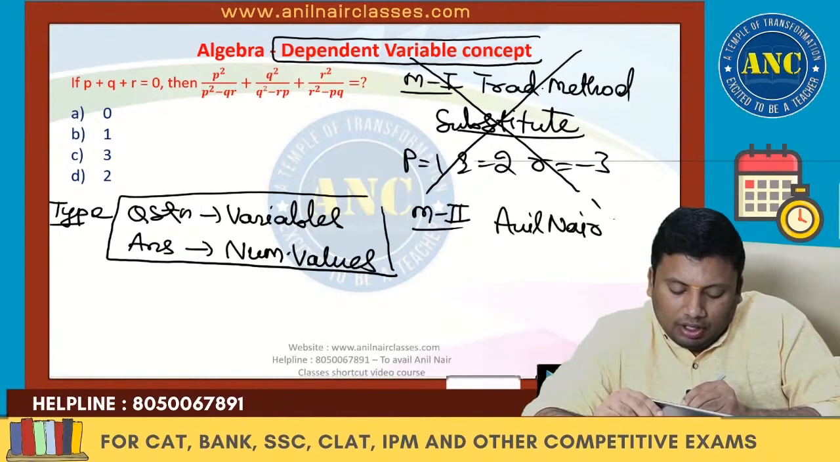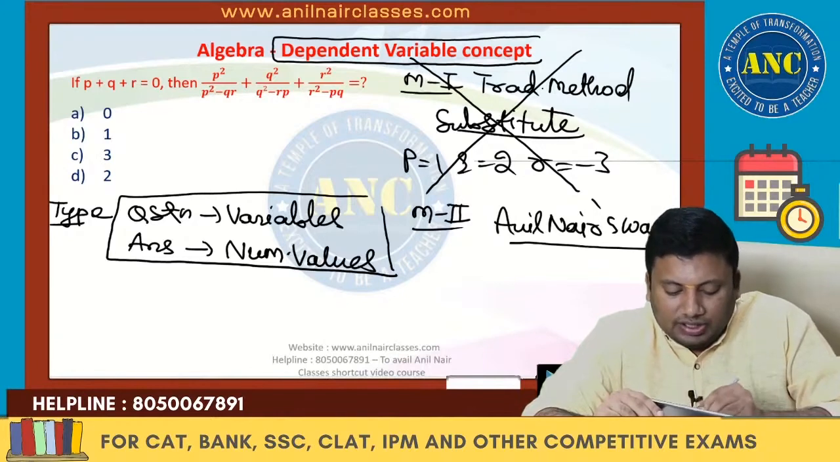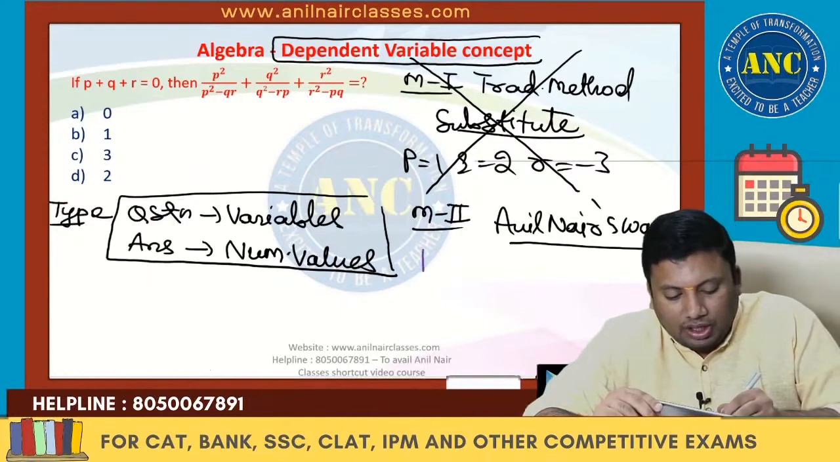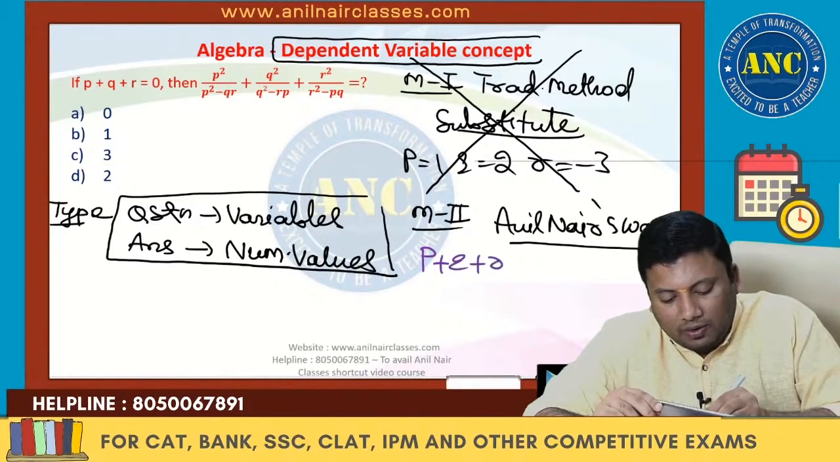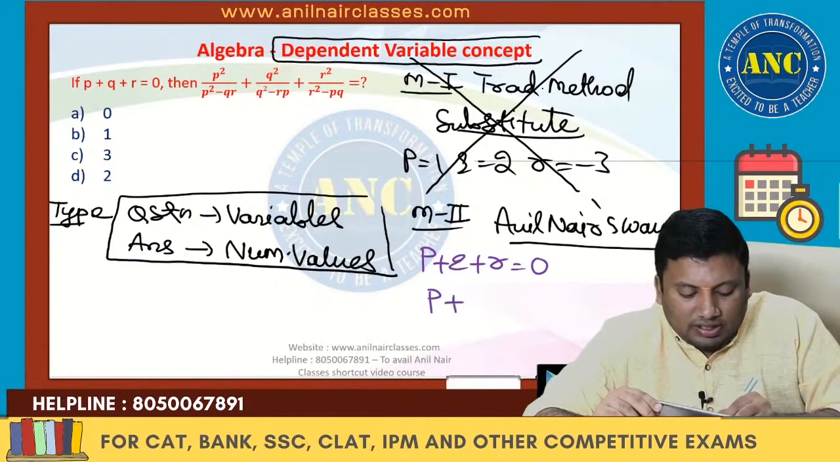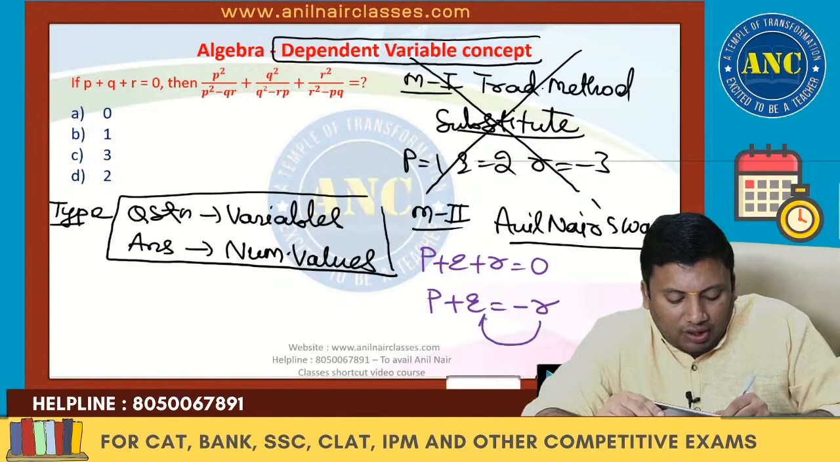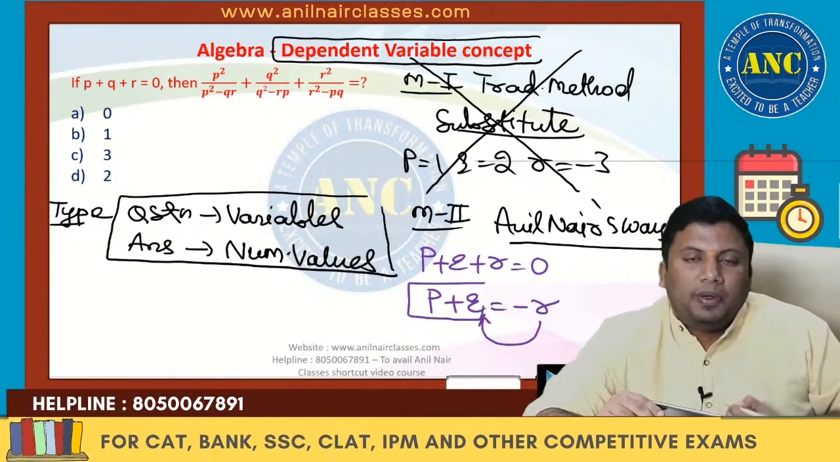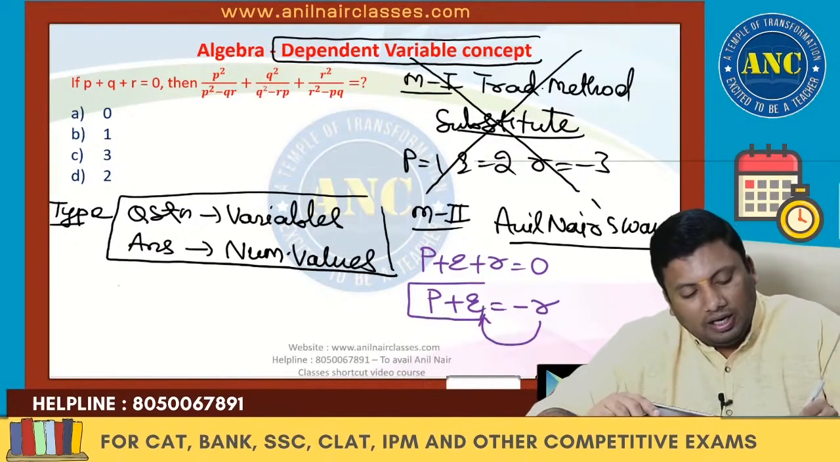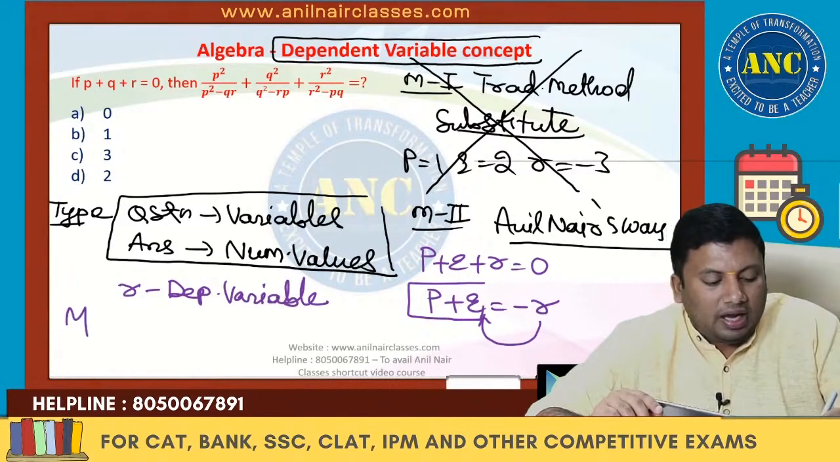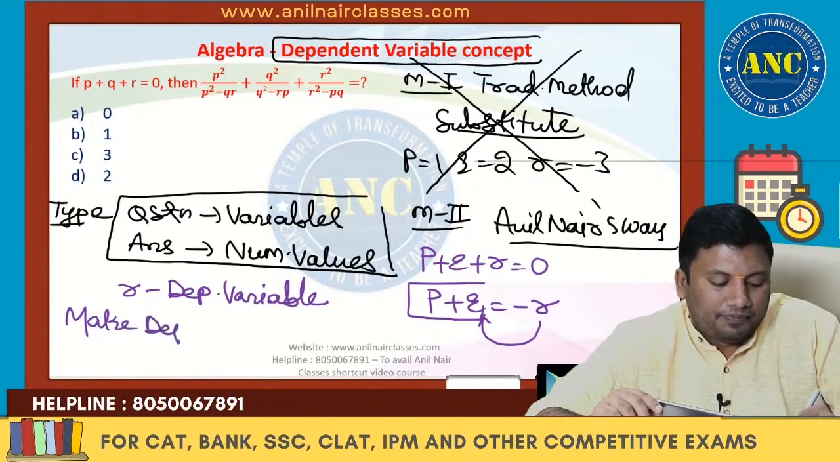If my students are there, how will they solve it? P plus Q plus R equivalent to 0. P plus Q is nothing but minus R. Can I say the value of R is dependent on P and Q? R is a dependent variable. Make the dependent variable 0.